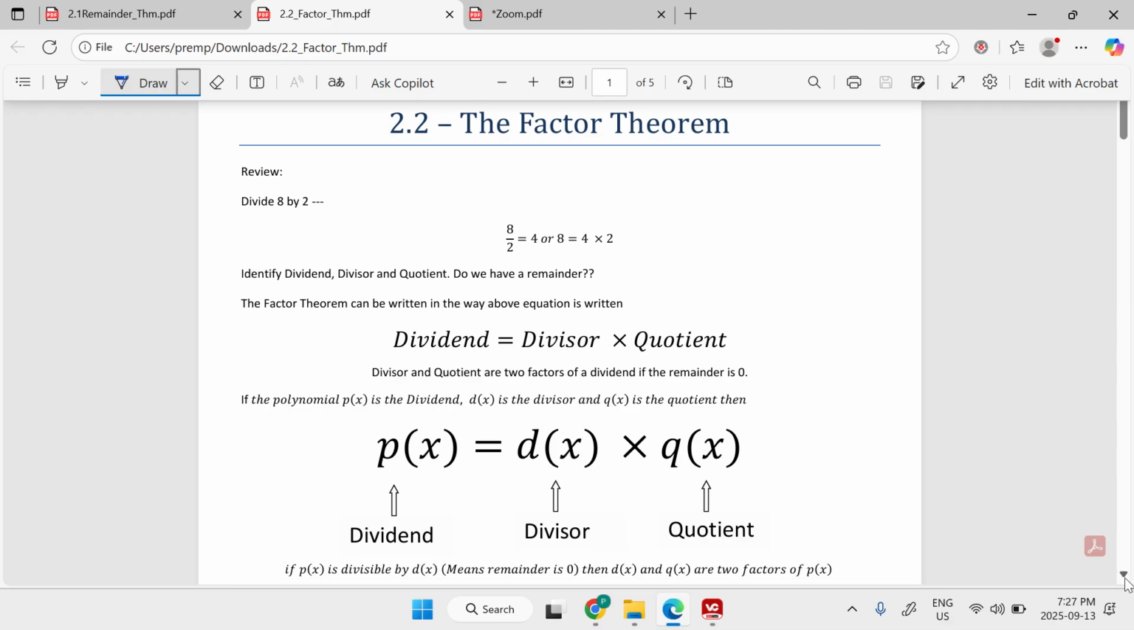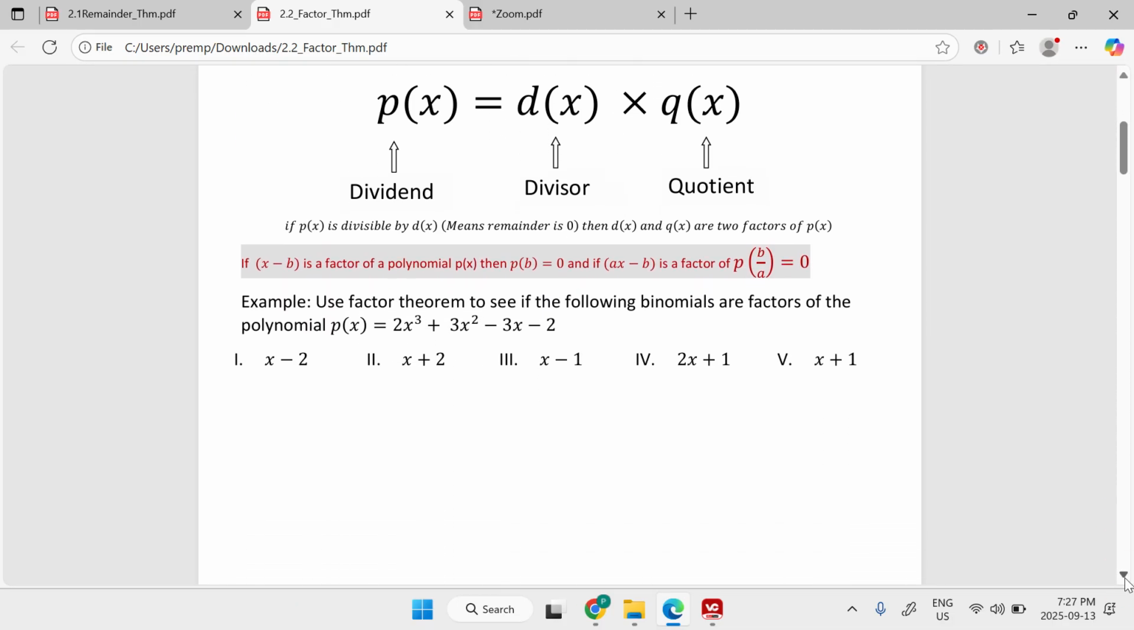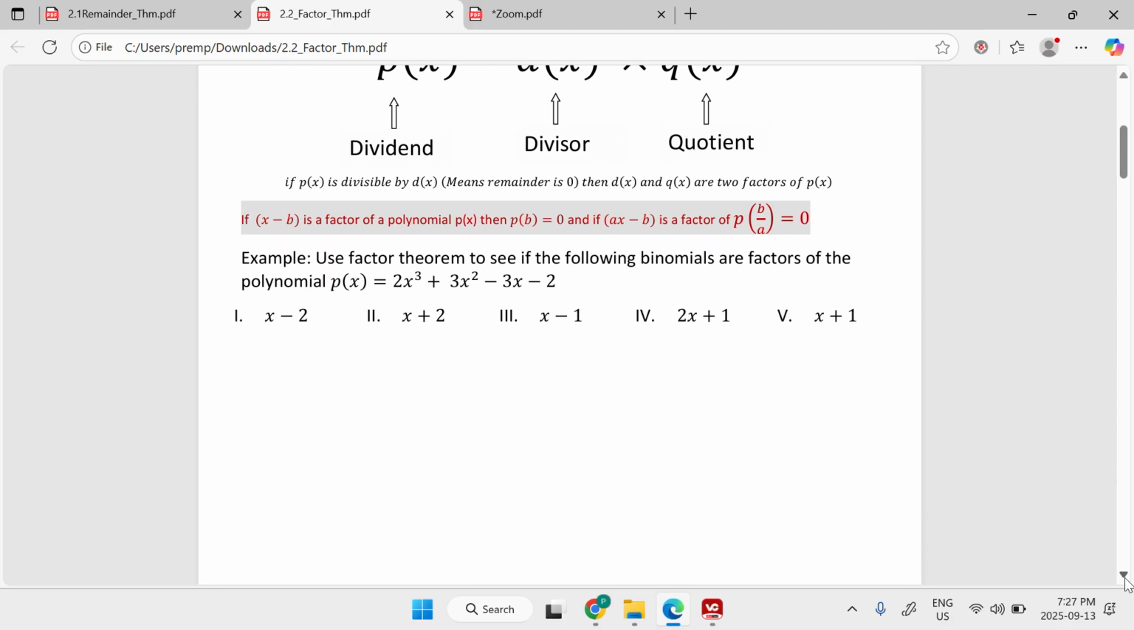So this is another form of writing the polynomial, and this is what you have to remember, students. It says that if x minus b is a factor of polynomial p(x), then p(b) needs to be equal to 0. And if ax minus b is a factor of the polynomial, then p(b/a) needs to be equal to 0.